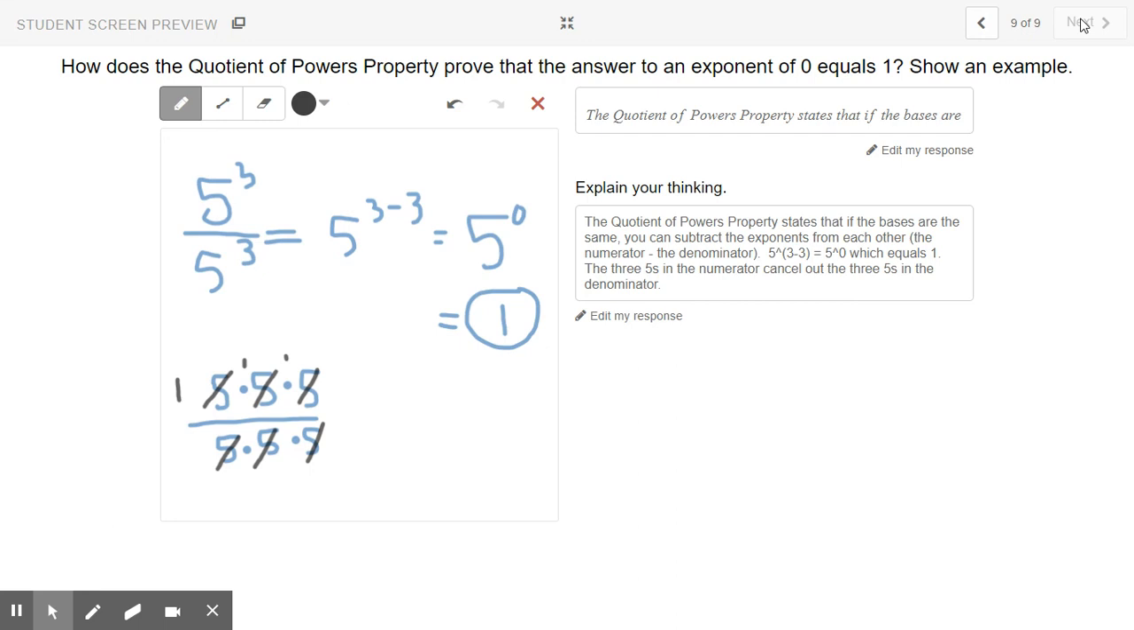So look at my example. When your bases are the same, I'm able to just subtract the exponents, 3 minus 3, because they cancel each other out, which means there are 0 5's left, which equals 1. So if you look here, all the 3 5's on top cancel the 3 5's on the bottom, so there's nothing left except for 1. Feel free to try any of these again if needed.